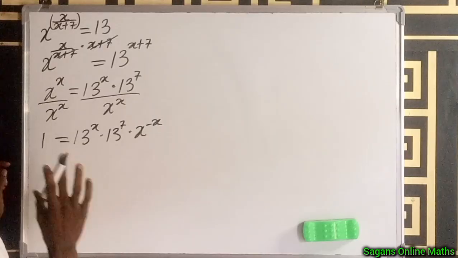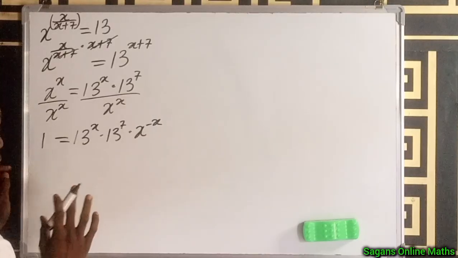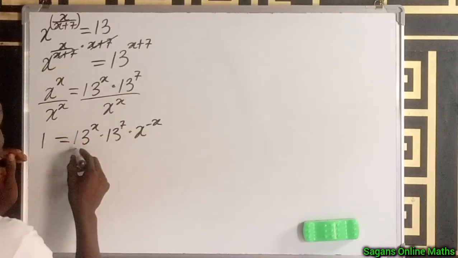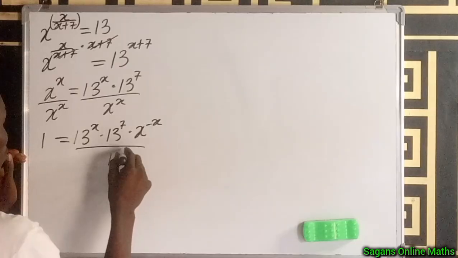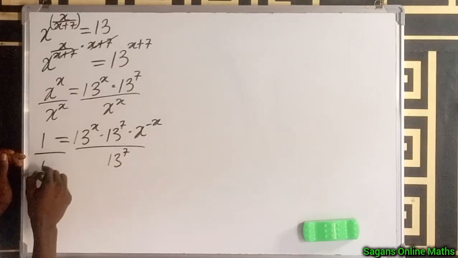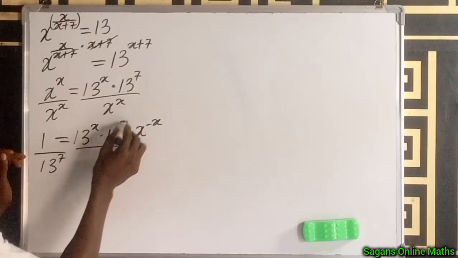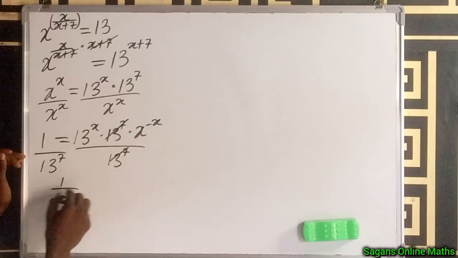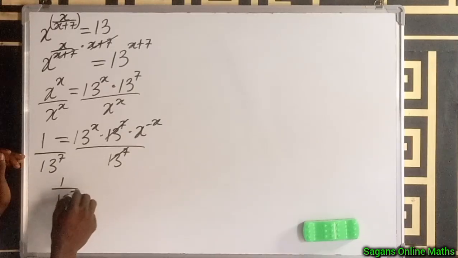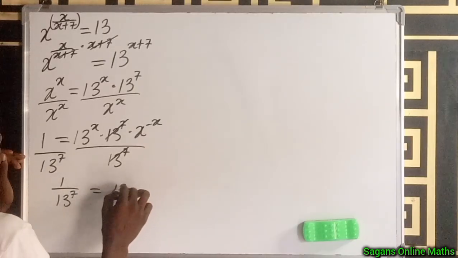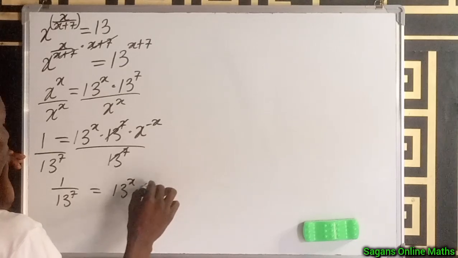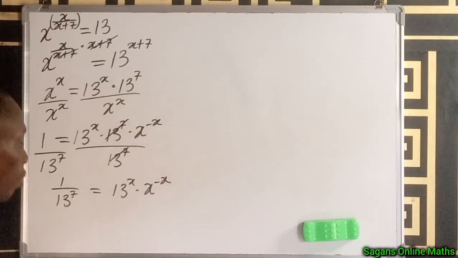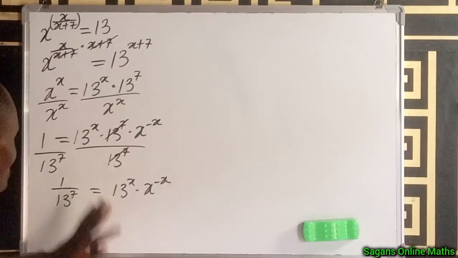Now let's remove 13 to the power of 7 so that x can stay alone. So if we divide here by 13 to the power of 7, we are dividing both sides. Don't forget, divide here by 13 to the power of 7, so that this cancels out this. We are left with 1 divided by 13 to the power of 7 equals 13 to the power of x multiplied by x to the power of minus x. Wow, this is amazing. I love this.